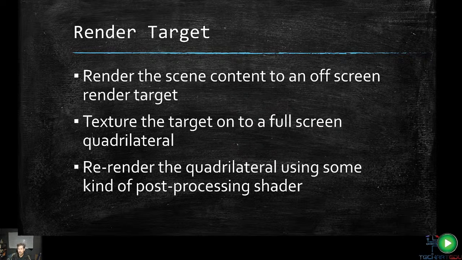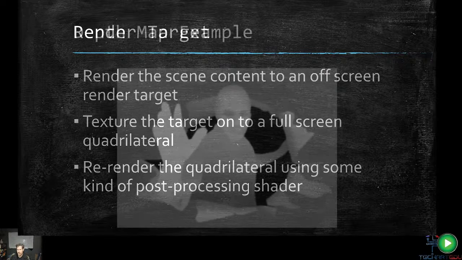Okay, now remember, this render target is going to be off screen. That means we're going to render the scene off screen, and therefore it's going to be pushed onto a quadrilateral. And so what we have to do is create some kind of post-process shader that's a little bit different than the post-processing shaders we were using before for visual effects. What we're going to be doing is creating a post-process shader for measuring depth.